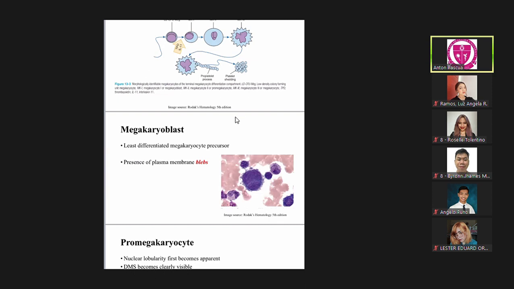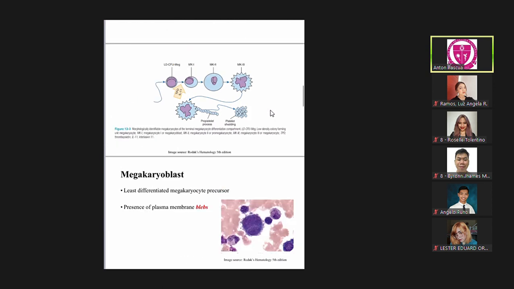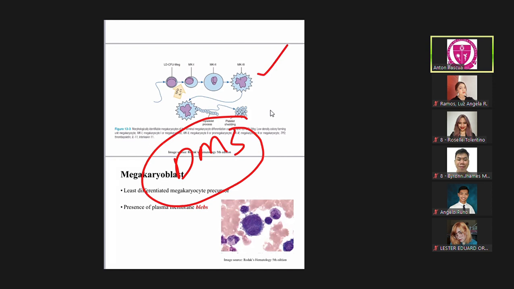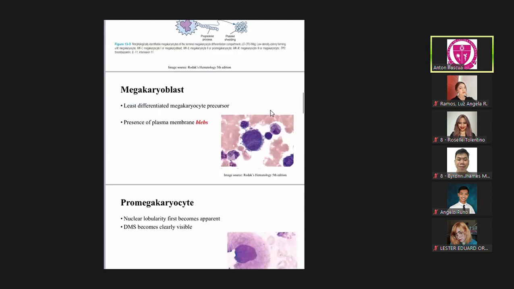The question is, do those three stages, MK1, 2, and 3, have that DMS? Answer is yes. Lahat sila merong DMS. The problem with megakaryoblast, take note, is that DMS is not visible yet in megakaryoblast. Meron kang DMS, but it's not clearly visible because at this stage you have a very large nucleus pa, and that nucleus almost covers up the entire cell. Okay, so hindi mo pa makikita agad-agad yung DMS.